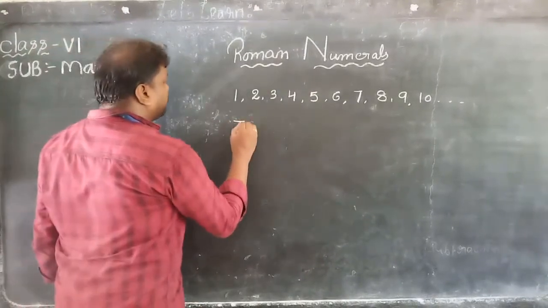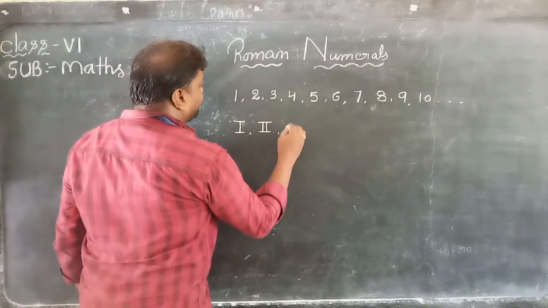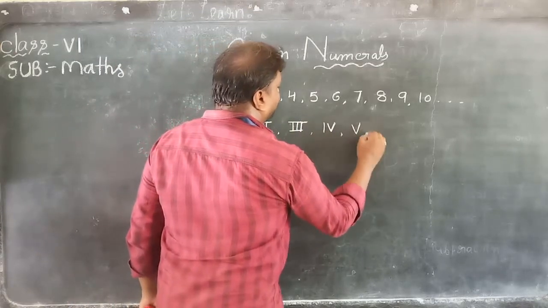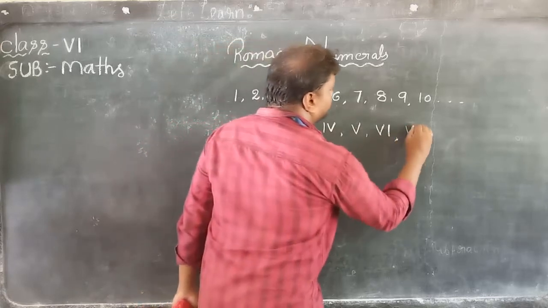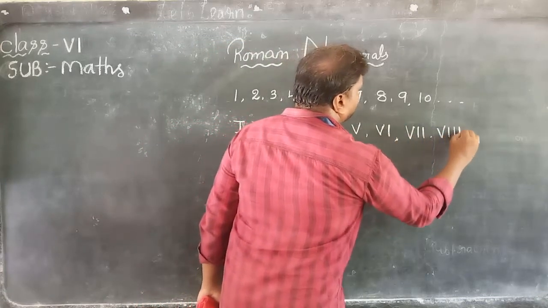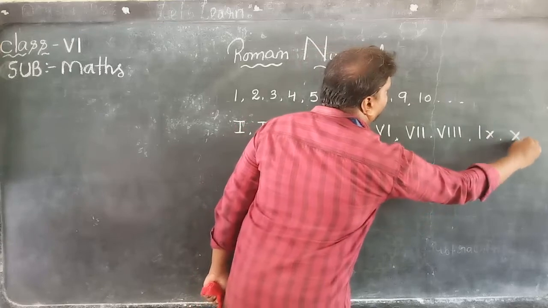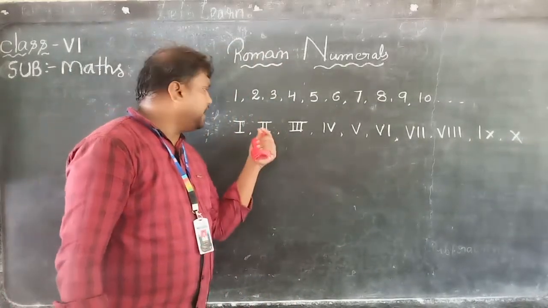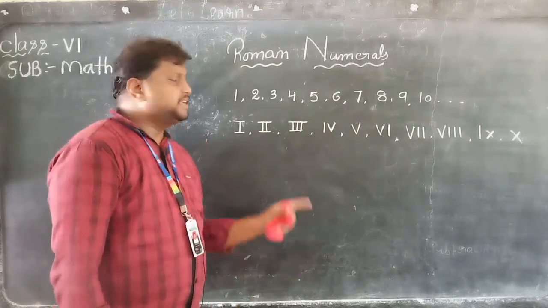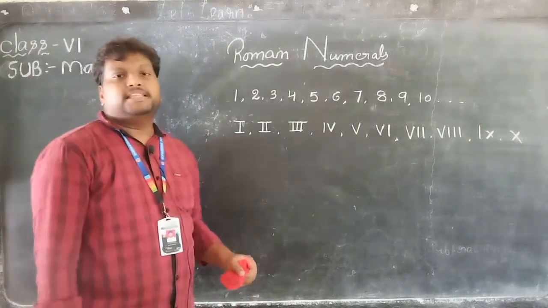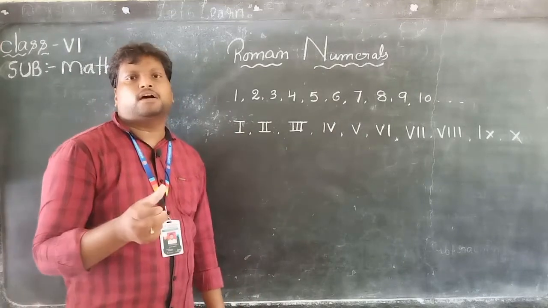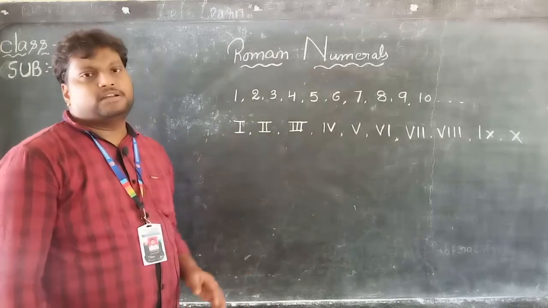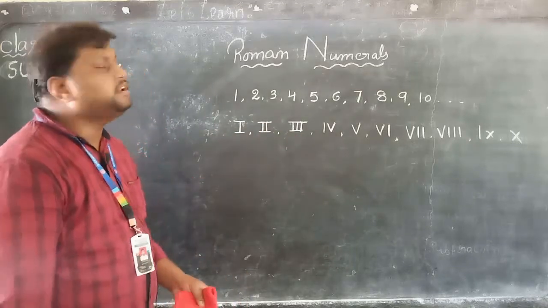Next, Roman numerals 1, 2, 3, 4, 5, 6, 7, 8, 9 and 10. See, these letters you are looking at, I and V and X, these are called Roman numerals. This system we observe in some wall clocks, or school timetables. Still, many people are using these Roman numerals.